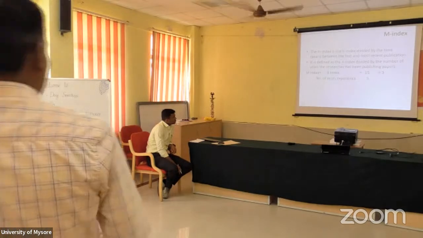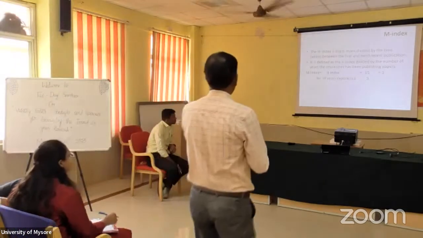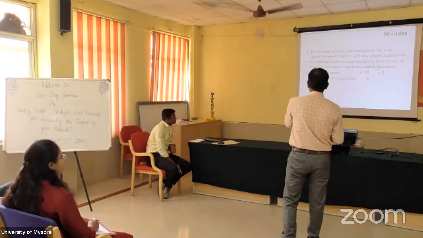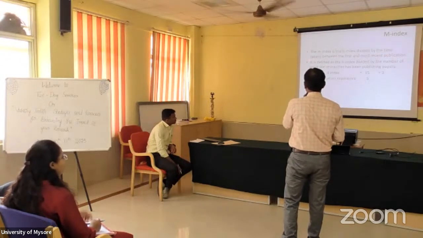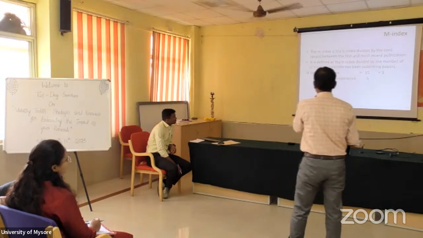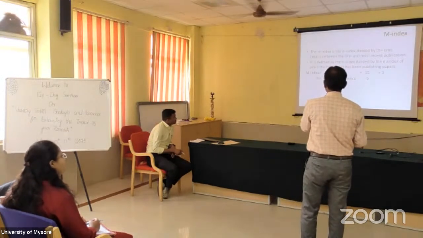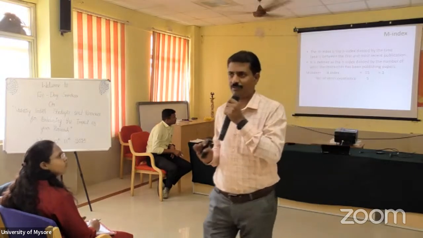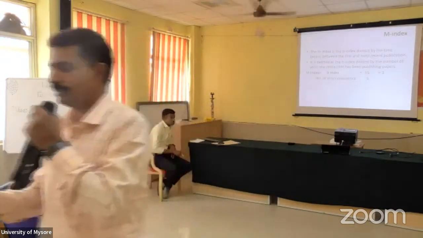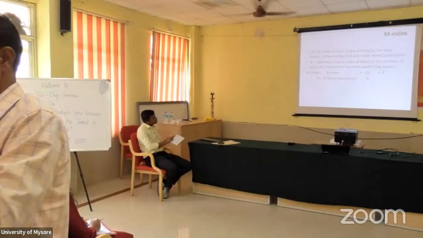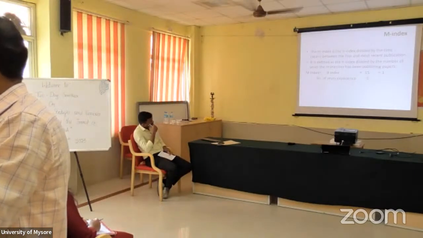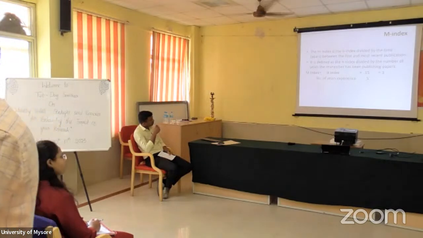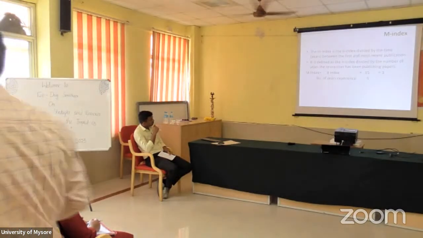What is the m-index? The m-index is the h-index divided by the time since the first publication. It is defined as the h-index divided by the number of years the researcher has been publishing papers. For example, Professor X has an h-index of 60 and he has 16 years of experience. Then what will be the m-index?